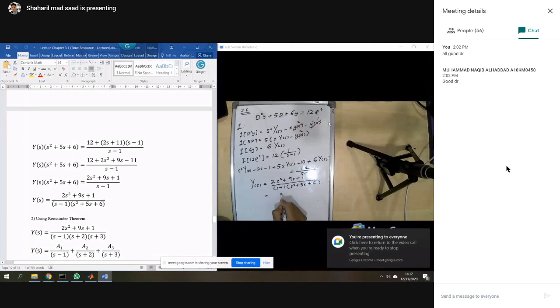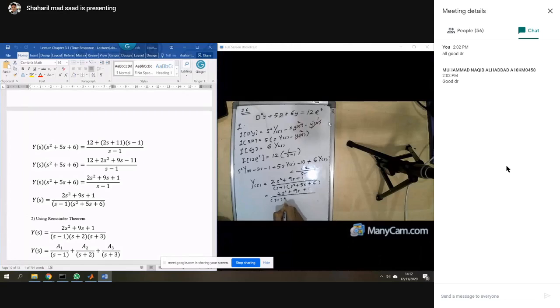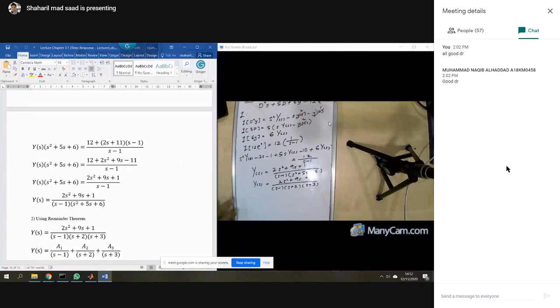So you got 2s squared plus 9s plus 1 divided by s minus 1. So this one you can factorize it, right? So s plus 2, s plus 3. Okay, this is the final one, F(s), done. Then how to make it a partial fraction? So this one, 2s squared plus 9s plus 1, you divide it with s minus 1, s plus 2, s plus 3.